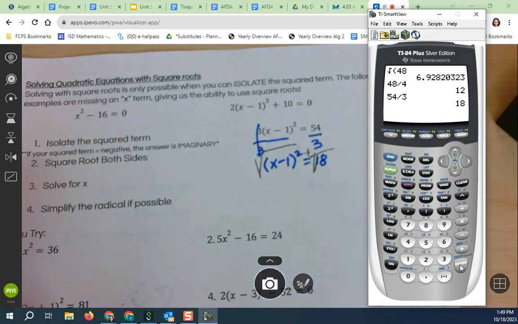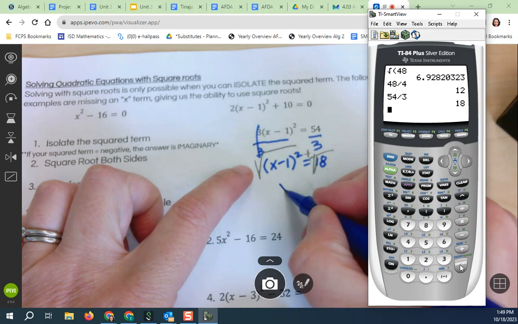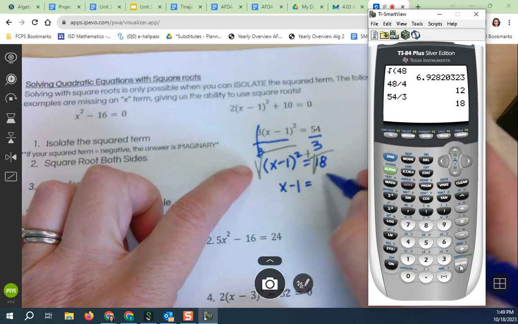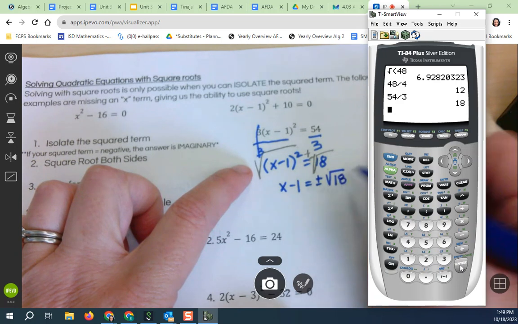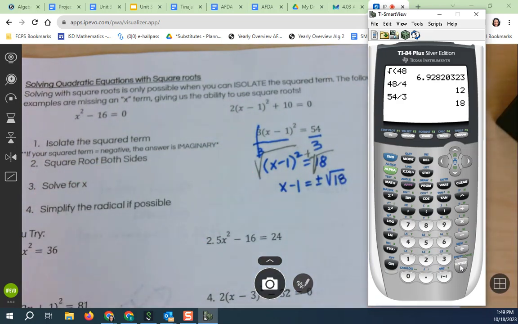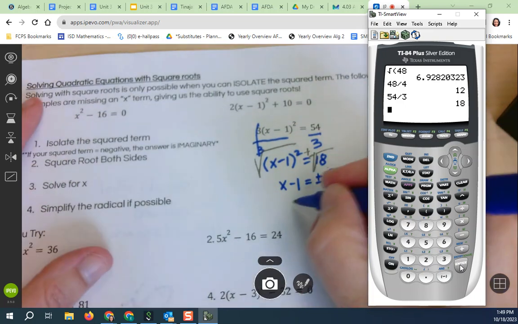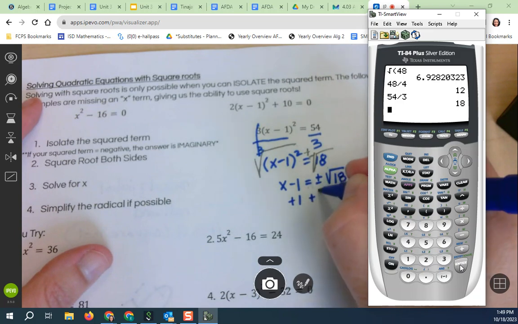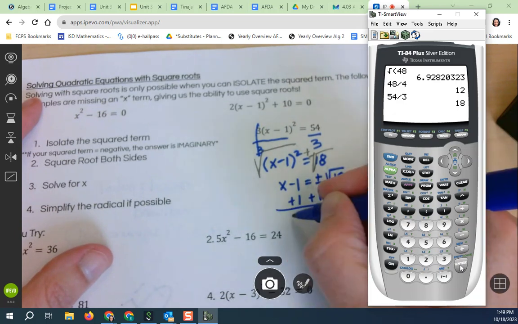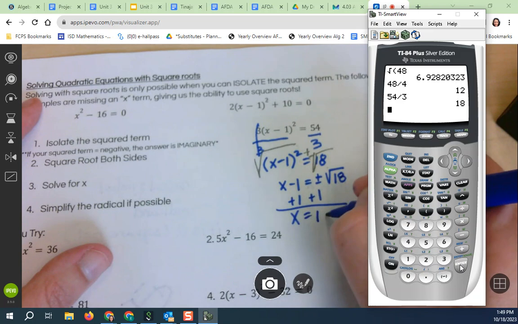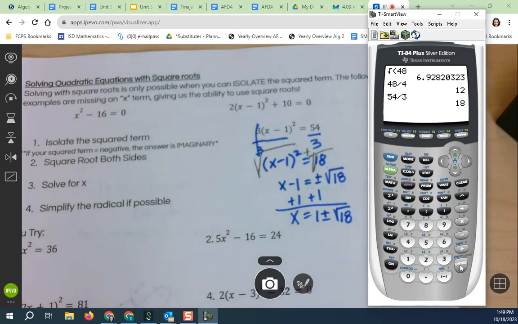So what happens is the square root and the square cancel out, x minus 1, and I have plus or minus root 18, which eventually I'm going to have to simplify. But I'm still trying to get the x by itself. So how do you get rid of a minus 1? You're going to add it, yeah. Now these are not like terms, so they don't add nicely. I get 1 plus or minus root 18, and the last thing I need to do is simplify root 18.